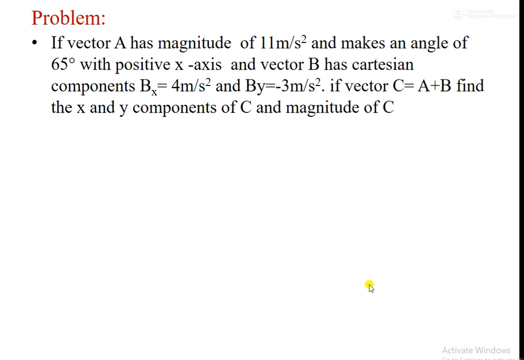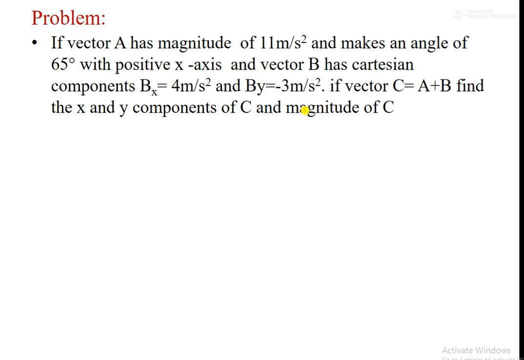So here we find the next problem. In this problem, vector A has a magnitude of 11 meters per second square and makes an angle of 65 degrees with the positive axis. Vector B is given in Cartesian format as Bx and By, but A is given only by magnitude. There are no components for A. So vector C is the resultant, A plus B. Find the components of C.